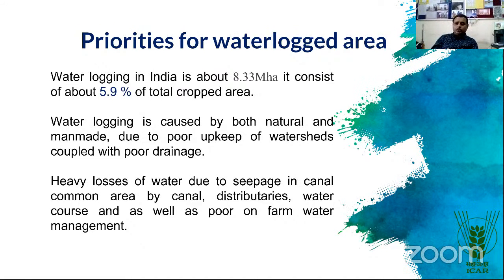Natural, as you know, due to the nature of the topography, the slow drainage and slow infiltration of the water in that particular soil, and heavy water loss due to seepage in the canal command area. There are two types of water lines: one is man-made, the other is natural.